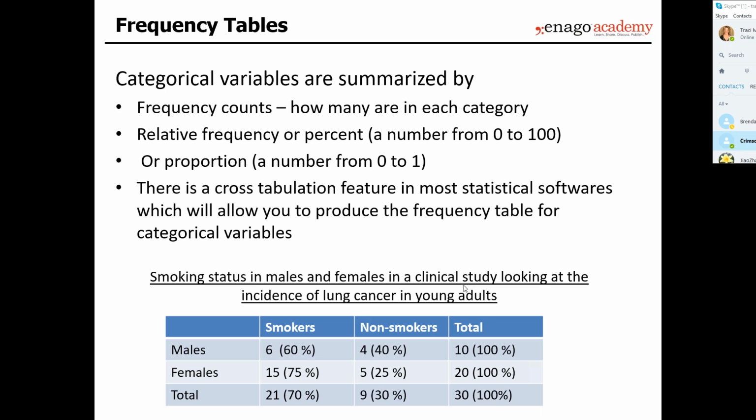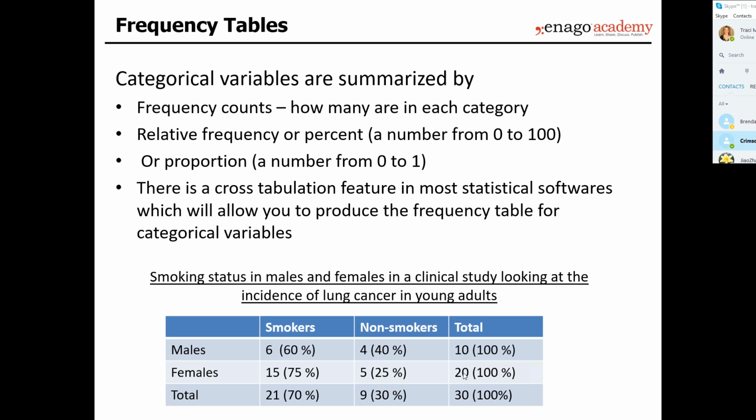So the example that they gave down here is smoking status in males and females in a clinical study looking at the incidence of lung cancer in young adults. So when we're looking at our male population, we had a total of 10. 6 of them were smokers and 4 of them were not. So we've got a 60-40. This is a frequency table.